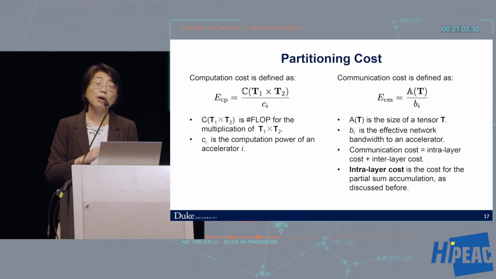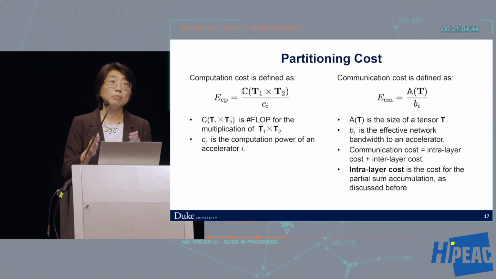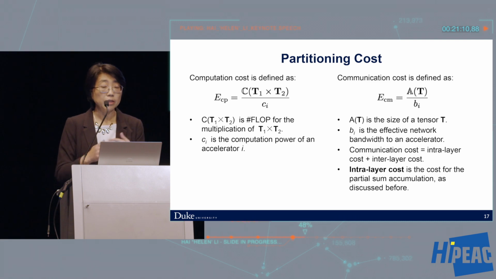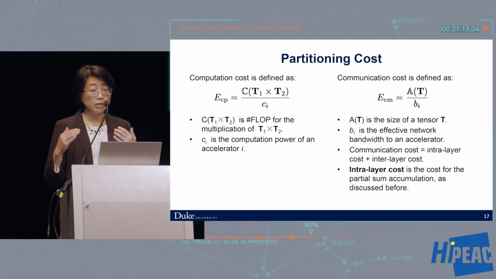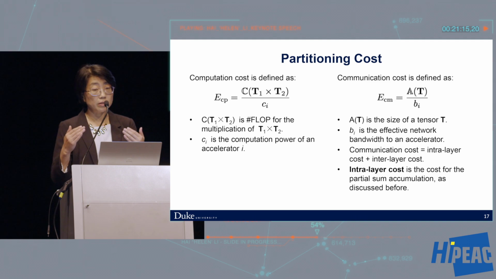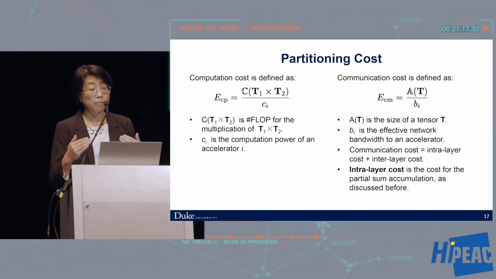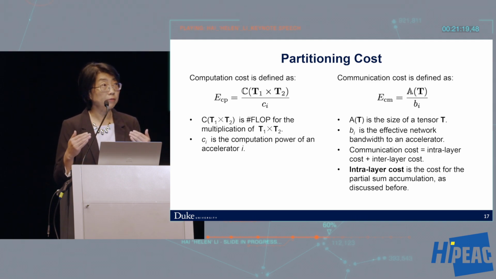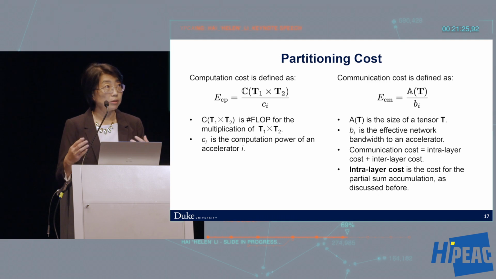However, here we're talking about the data allocations and partitions. Its communication cost could be very different. Here, the communication cost is defined by the size of the tensor divided by the effective network bandwidth of the accelerator. And then we use this information to model the execution speed and so on and so forth.